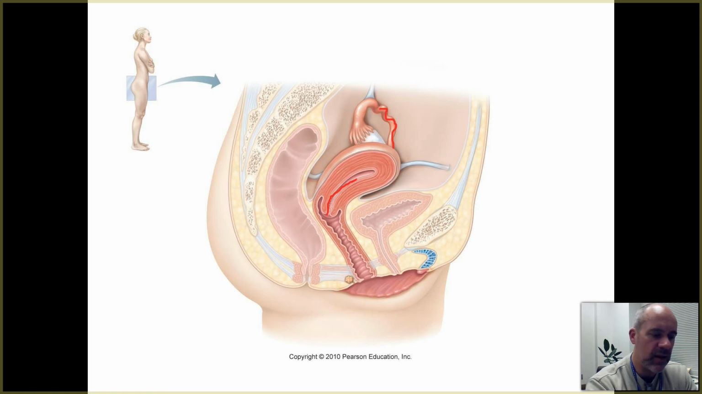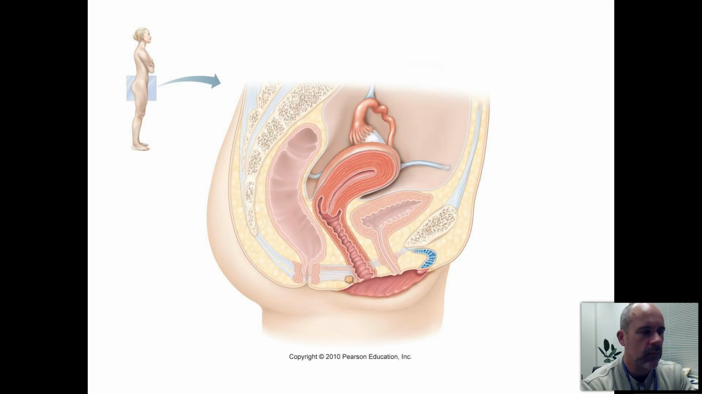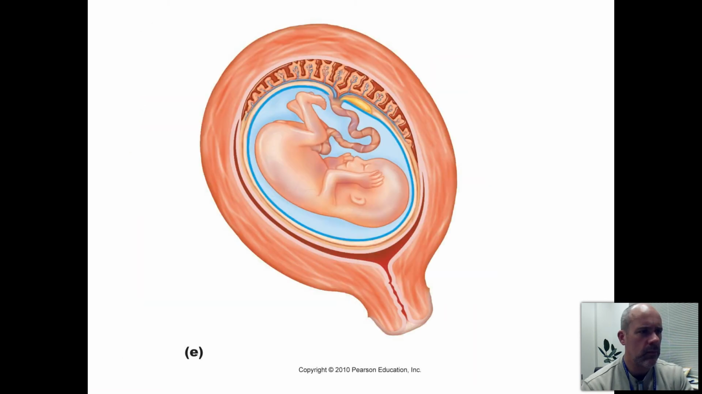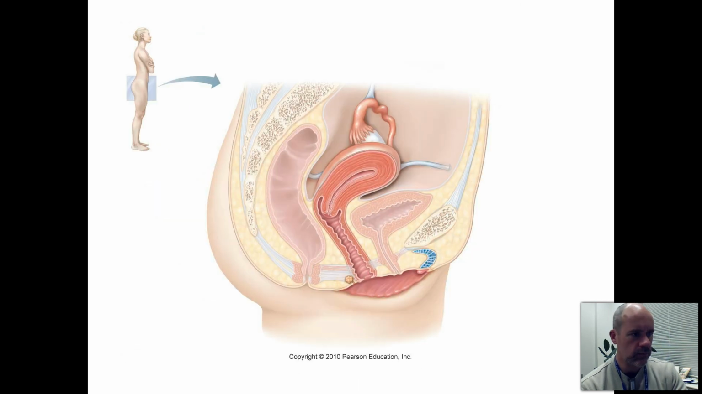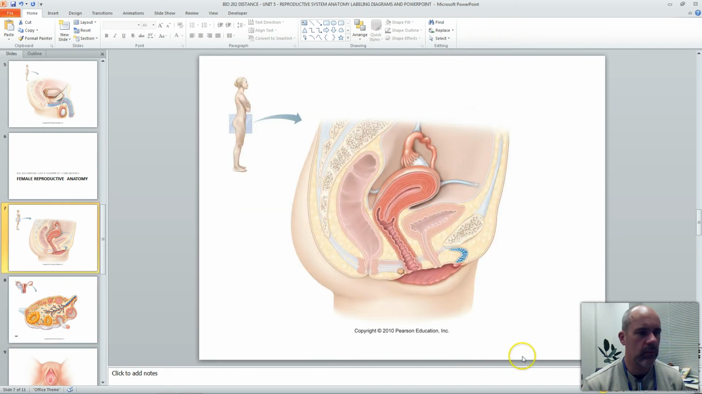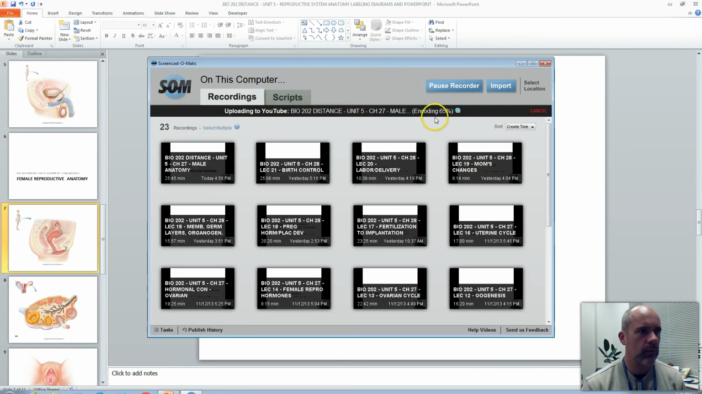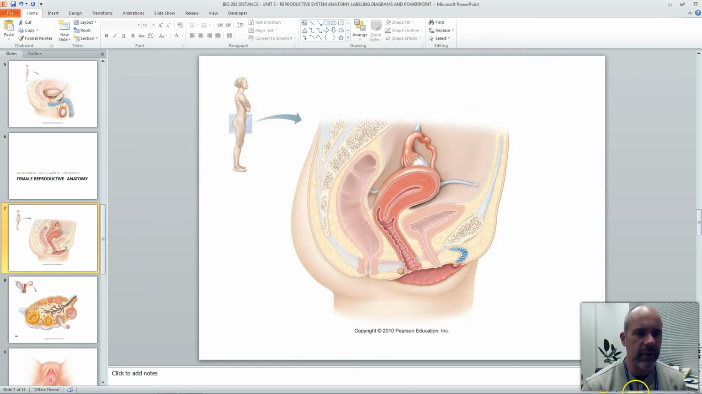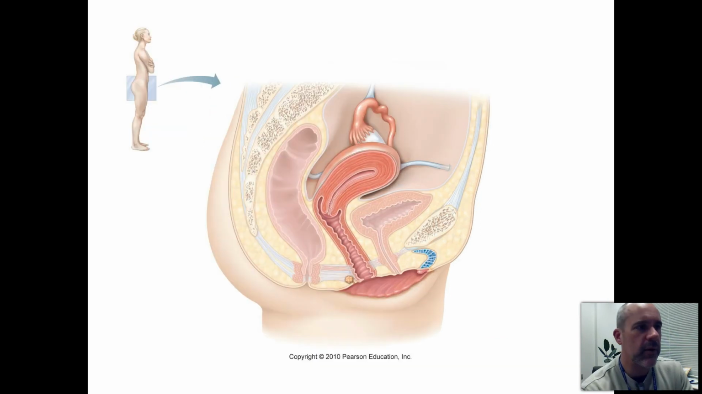Okay, the uterus also has 3 layers. All right, I guess I didn't pause when I thought I had paused there. Sorry about that. There are 3 layers to the uterus.